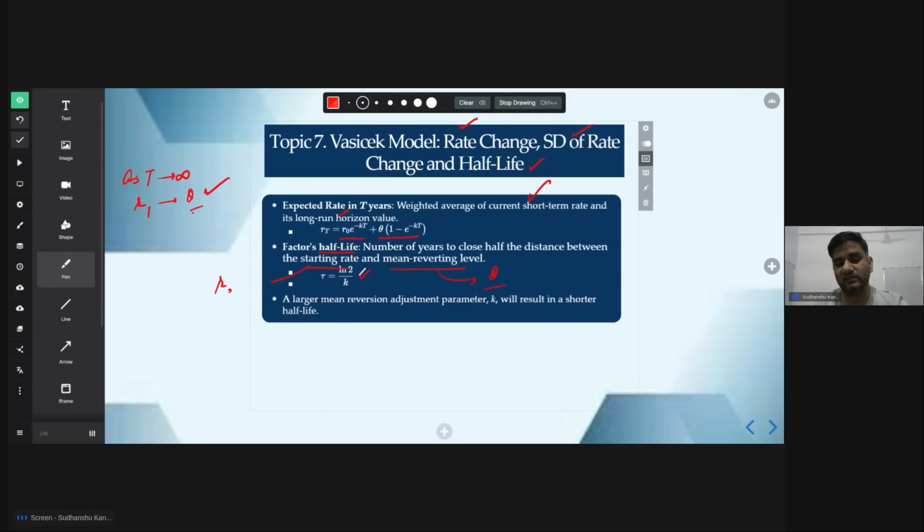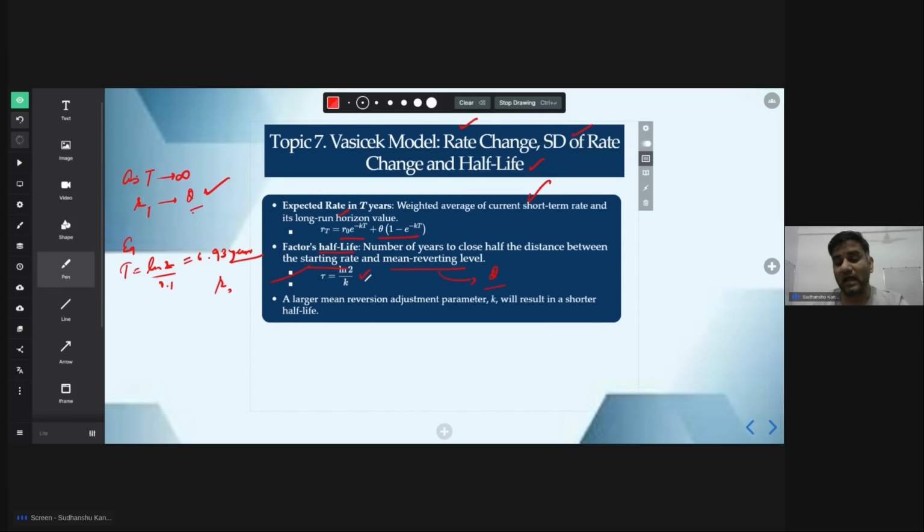If, let's say, k is equal to 0.1, then your half life becomes natural log of 2 divided by 0.1. If you solve it, it comes to 6.93 years, right? So you can solve these kinds of things and come to know how much time it takes to come back. Very important from the exam perspective, guys.